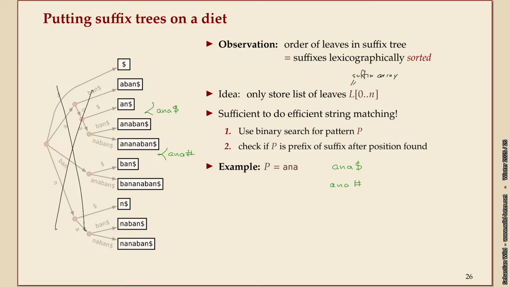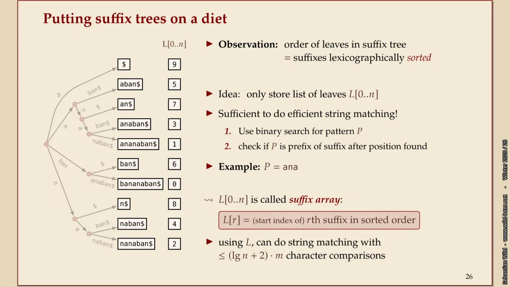And now the beauty of these two positions is that they precisely delimit the region of suffixes that start with A and A. So with two binary searches, I found all the occurrences, namely all the suffixes where the suffix starts with A and A.